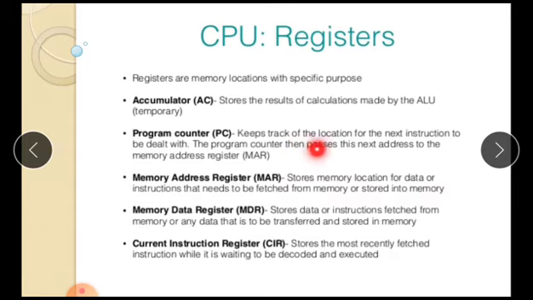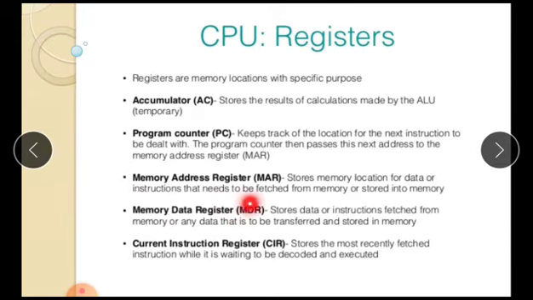So the program counter then passes this next address to the memory address register, which is known as MAR, and the memory address register stores the memory location for data or instruction that needs to be fetched from memory or stored into memory. जिन इंस्ट्रक्शंस डेटा को मेमोरी से फैच करना है या मेमोरी में स्टोर करना है, उनकी जो लोकेशंस होती है उसको मेमोरी एड्रेस रजिस्टर्स में स्टोर किया जाता है, मीन्स उनके जो एड्रेसेस को.